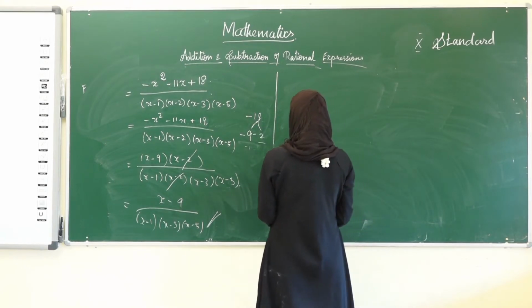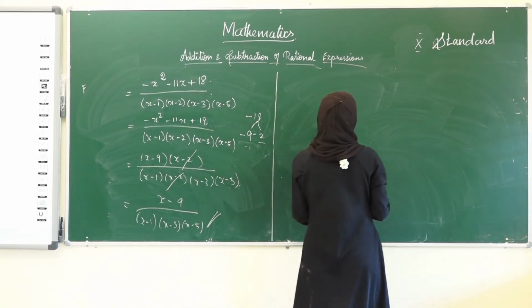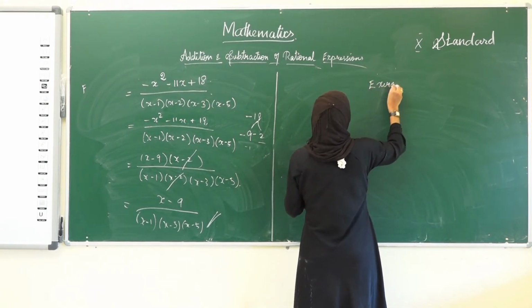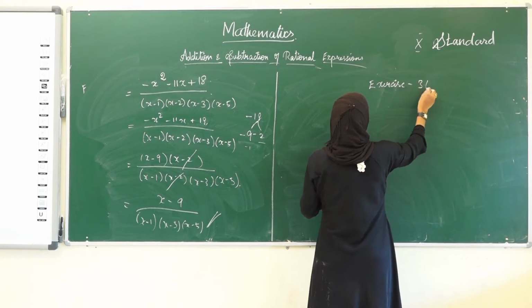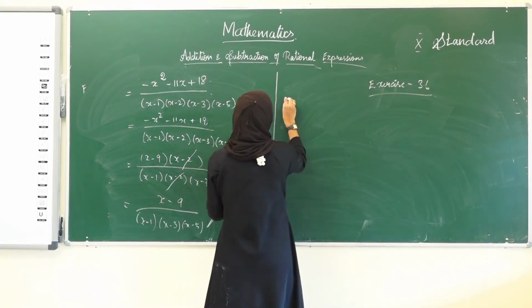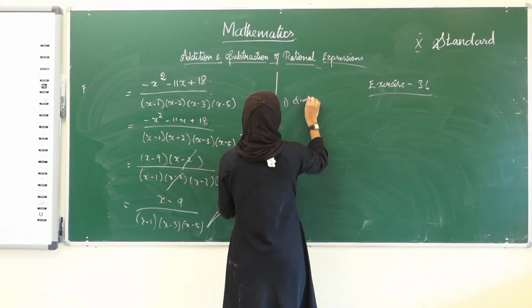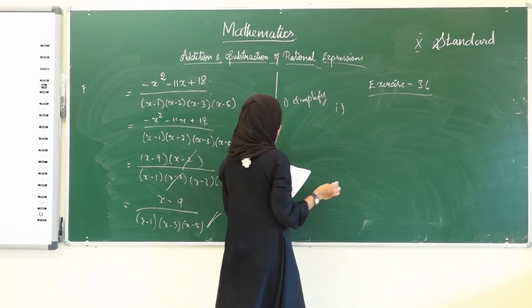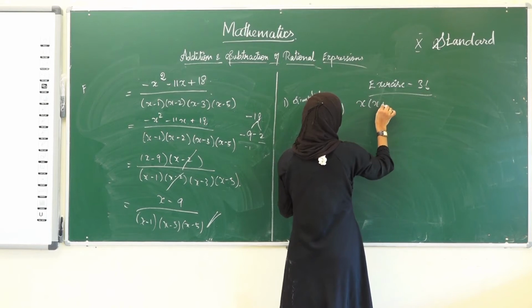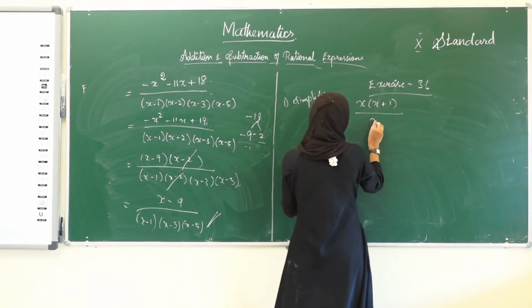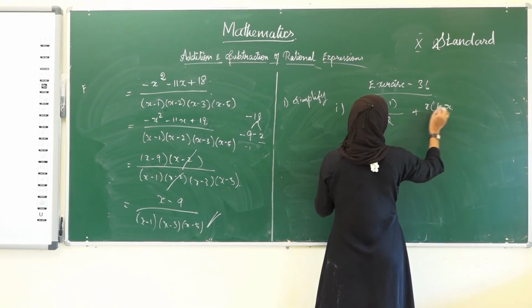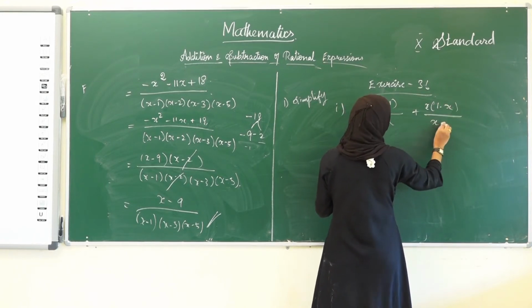So the exercise number is 3.6. Okay, exercise number 3.6. See the first question, what they have given, they are asked to simplify. They have three subdivisions. In the first subdivision, x into x plus 1 divided by x minus 2, plus x into 1 minus x divided by x minus 2.